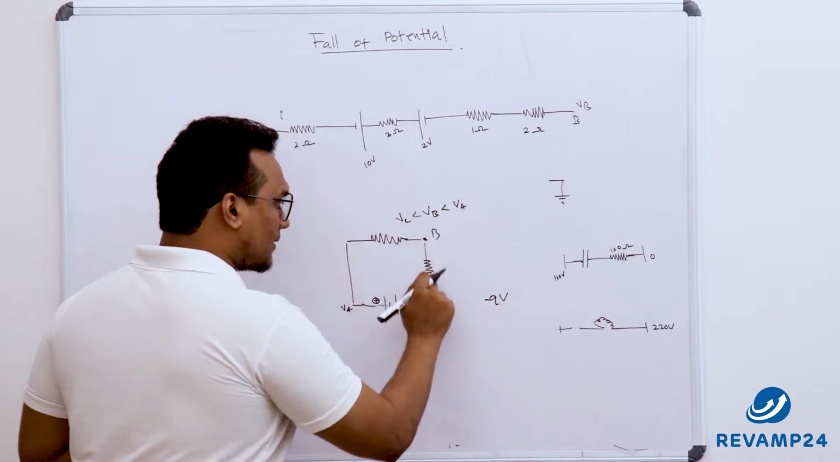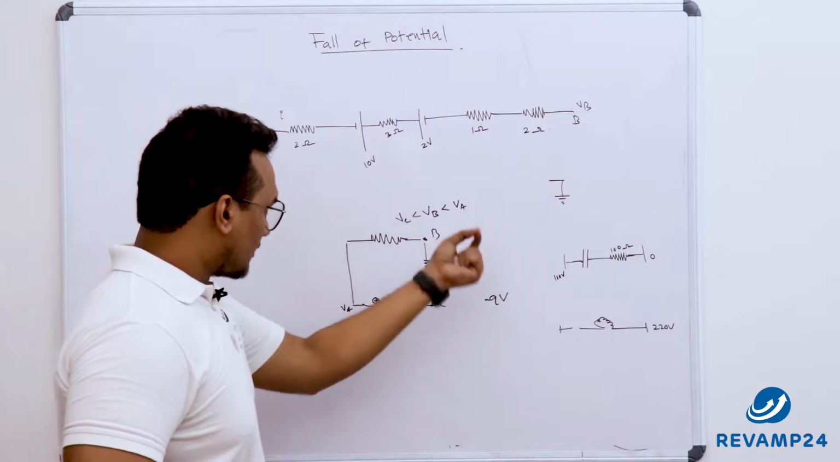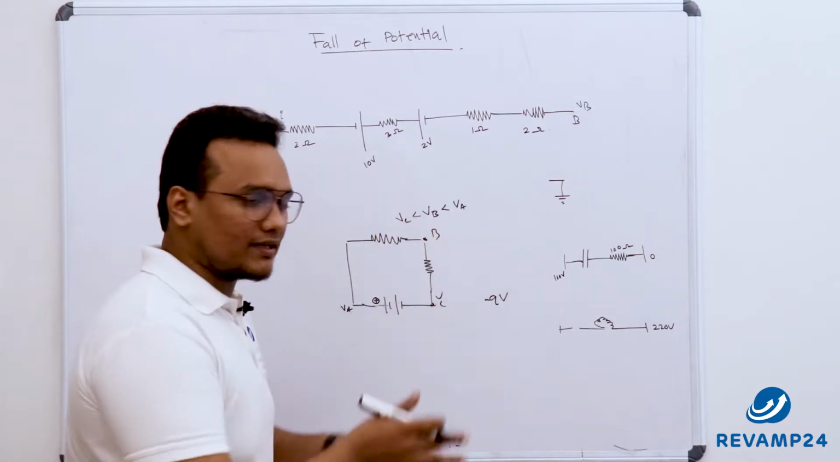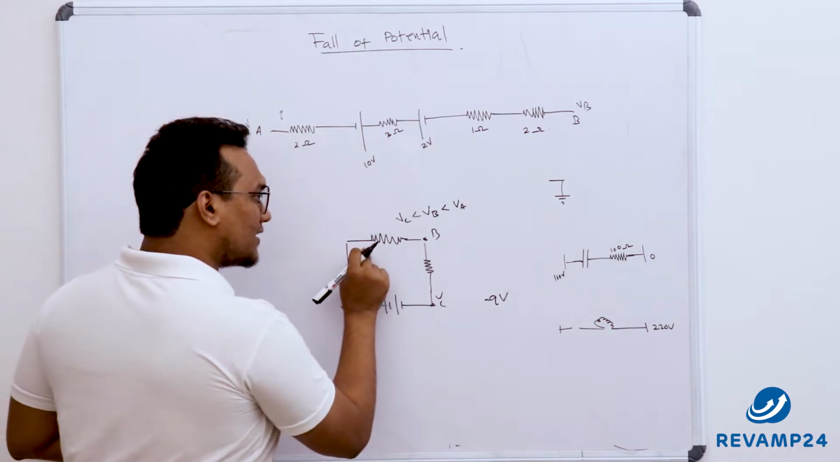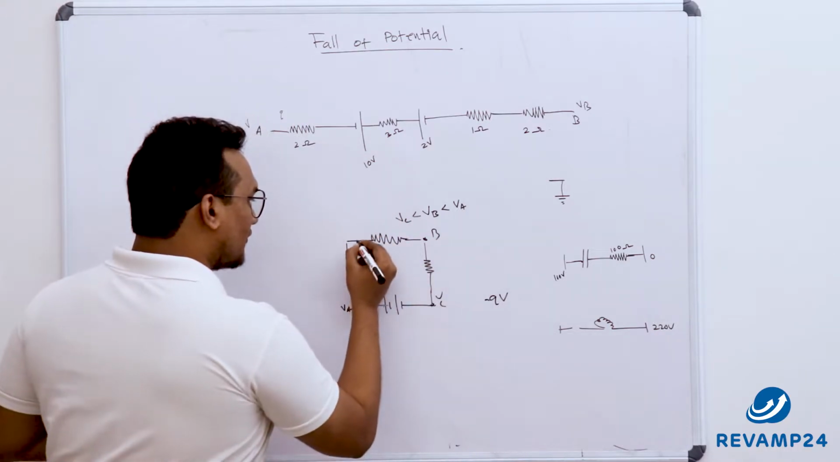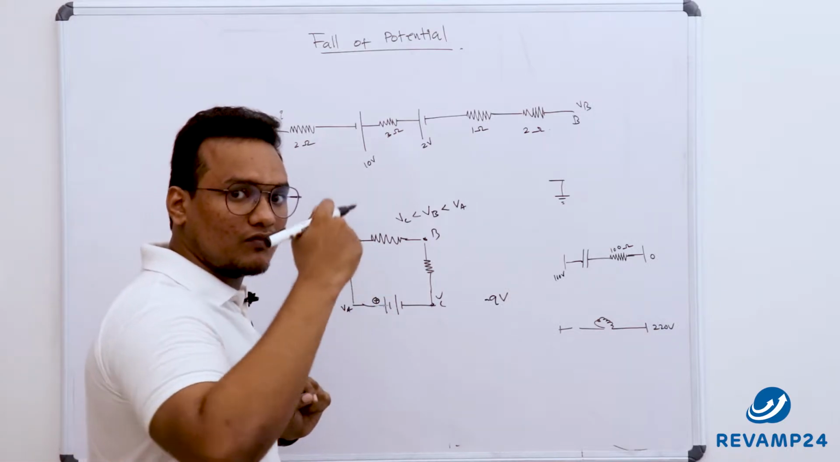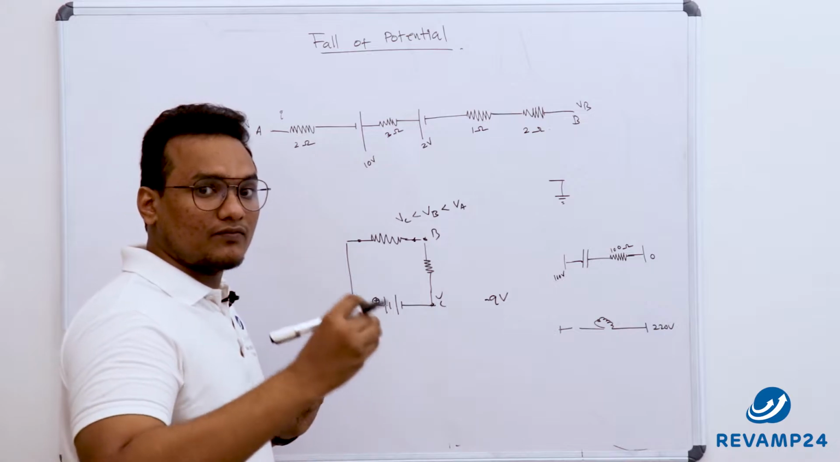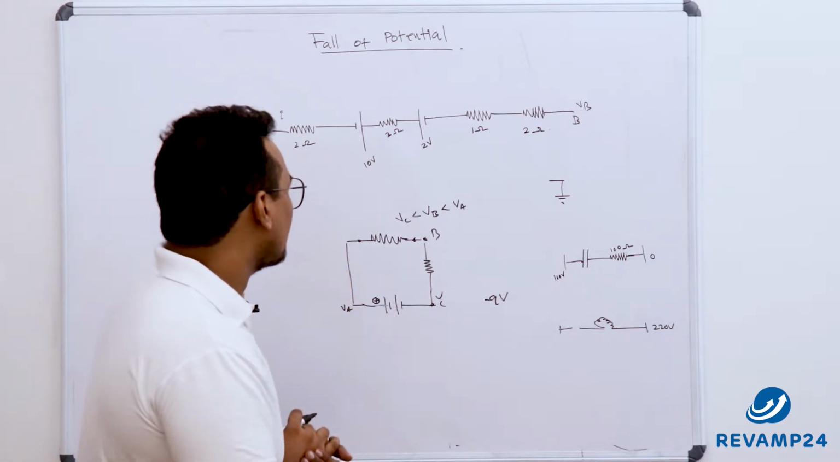So across the direction of the current, potential will decrease. Or when current passes through a resistance, potential will decrease, which means the point from where current is coming will have the highest potential, and the point to where the current is going will have the lowest potential.